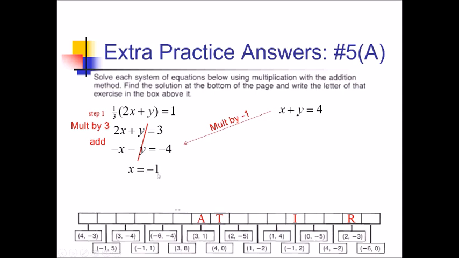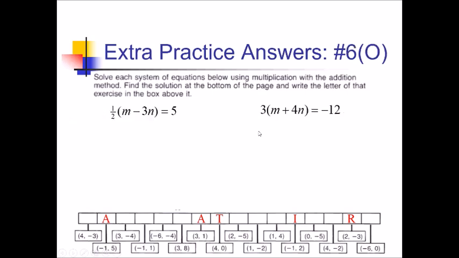Let's plug this -1 back in over here, just because I have room over here. So I've got -1 plus y equals 4. If I add that -1 over to the other side, so add 1 to the 4, I end up with y equals 5. So that gives me the point (-1, 5). (-1, 5) is right over here toward the very beginning. This was problem A, so I'm going to put an A in this (-1, 5) spot.